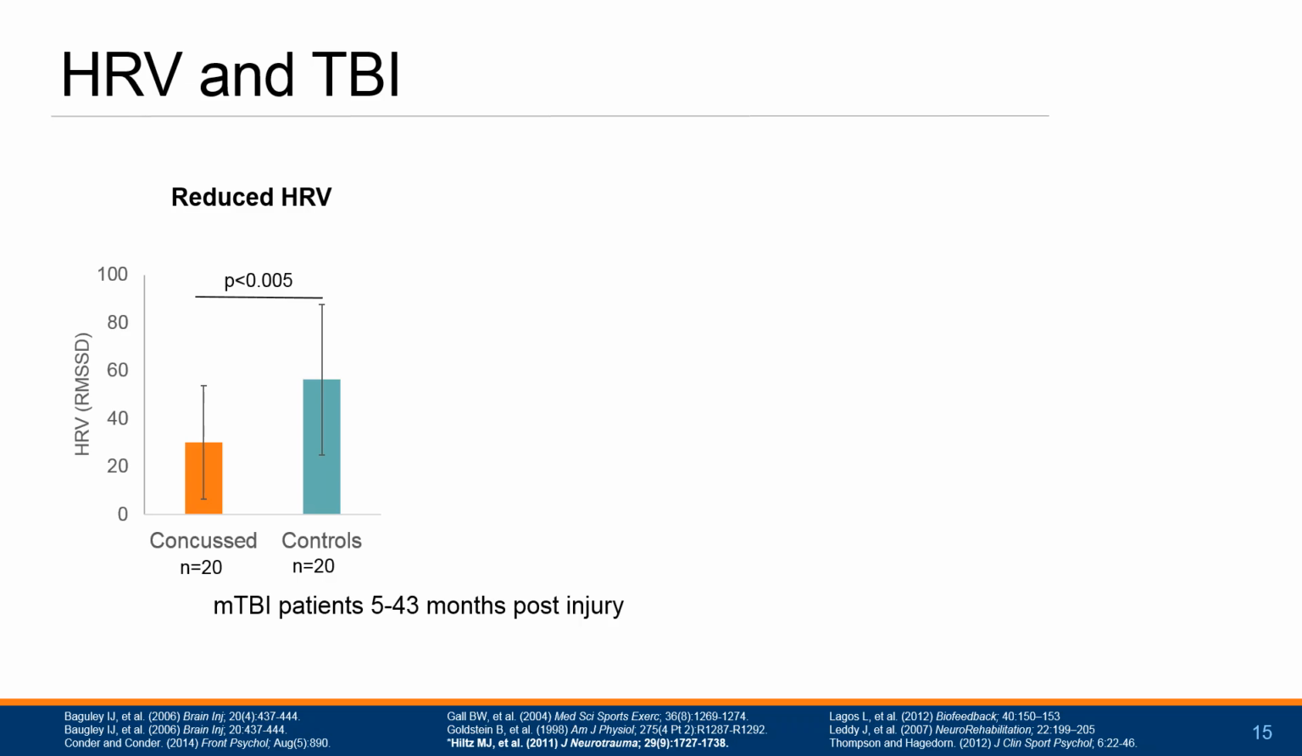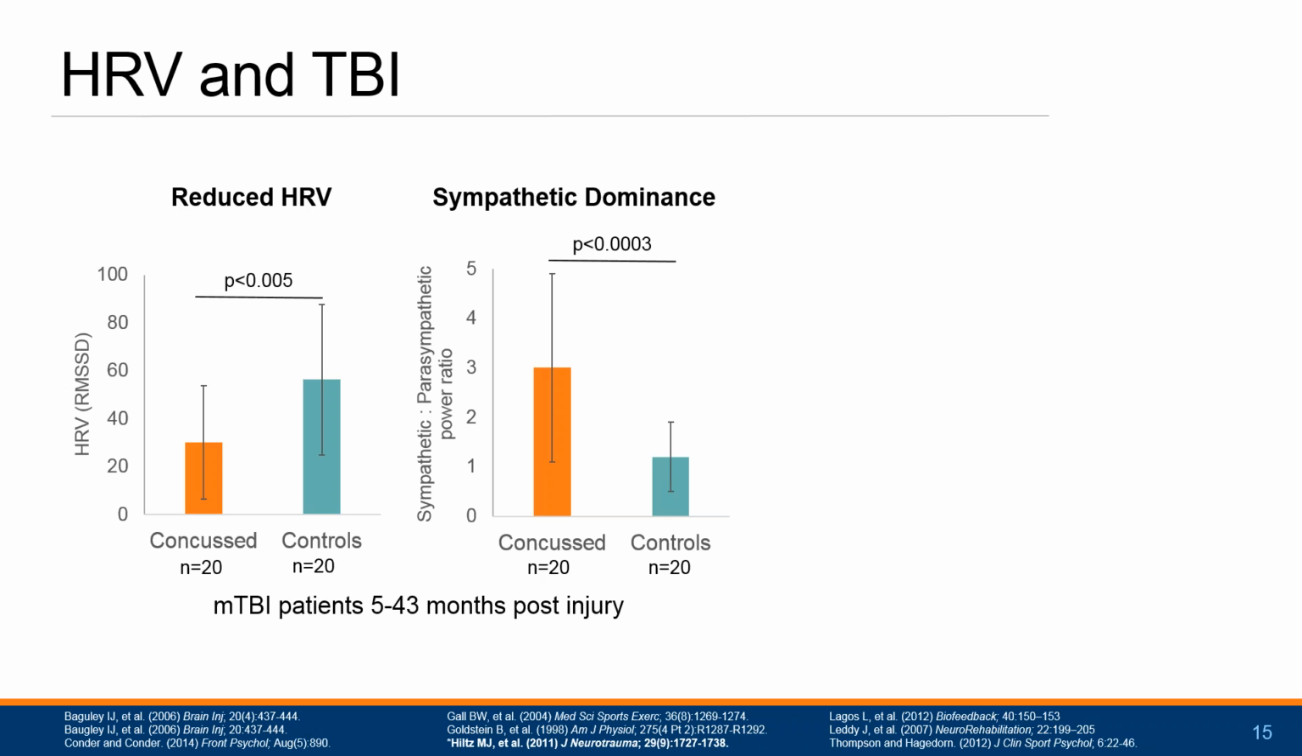There was a study looking at a group of concussed patients versus controls, and I want to note that there's quite a large range in these concussed patients. It was those with mild TBI ranging from 5 to 43 months post-injury, so a very large span of time. But nevertheless, when they were looking at heart rate variability on a time domain metric, here it's not SDNN, it's RMSSD, which is just another way of looking at that variability between R to R peaks. And they saw that heart rate variability was reduced in those concussed patients. And they also saw that there was sympathetic dominance in those concussed patients.